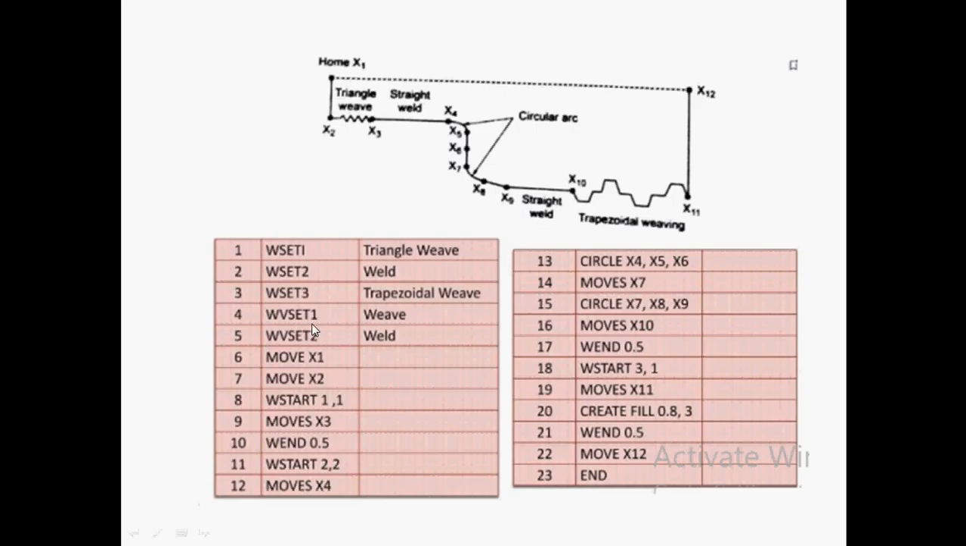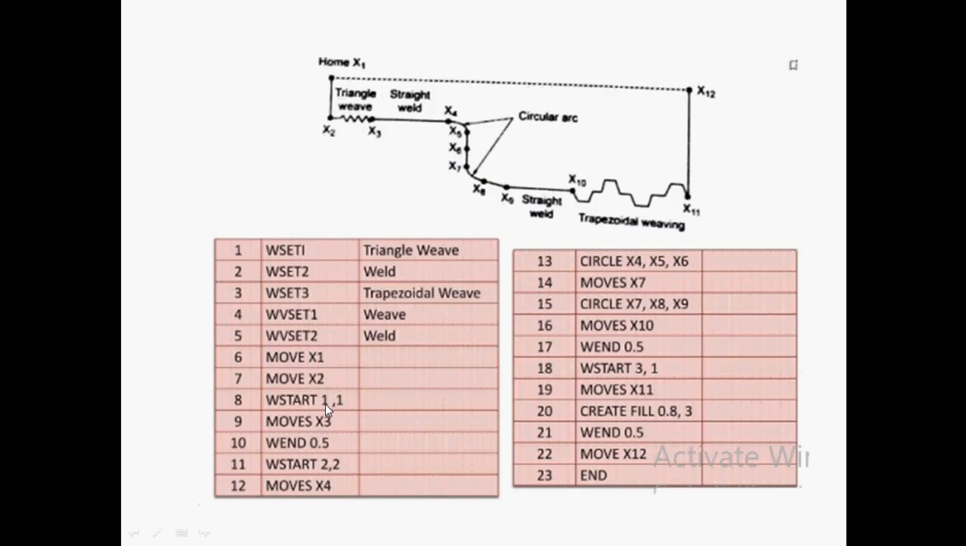And that is why we are placing the W set 1 and W set 2. So now we are going to discuss the program of this nature or this profile. First of all, we go for the move x1, so that is your home condition. Then move x2, then W start 1 1, that is about set 1.